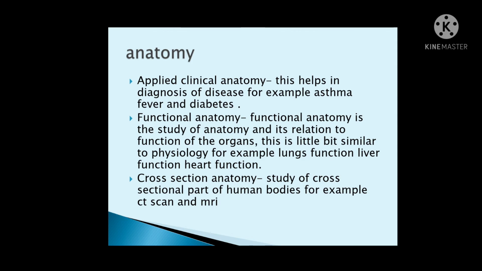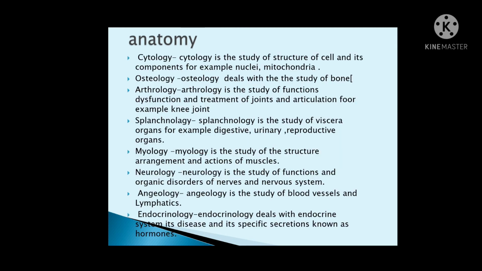Fifth is cross-section anatomy. In this branch we use MRI machines to study deeply about an organ. Sixth is cytology. This branch deals with the study of body cells and their parts. Seventh is osteology, in which we study the bone system in the body. Eighth is arthrology, in which we study the different joints of the body. Ninth is splanchnology. In this branch we specially study the viscera organs. 10th is myology. In this branch we study the muscle system of the body.